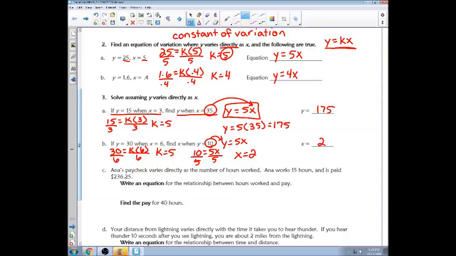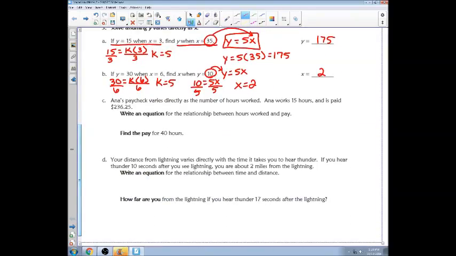All right, so that is how we use the equation of direct variation. Here are some story problems that would give you a better understanding of how you could use this in your everyday life.